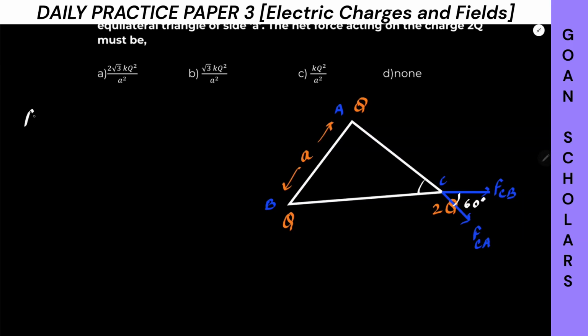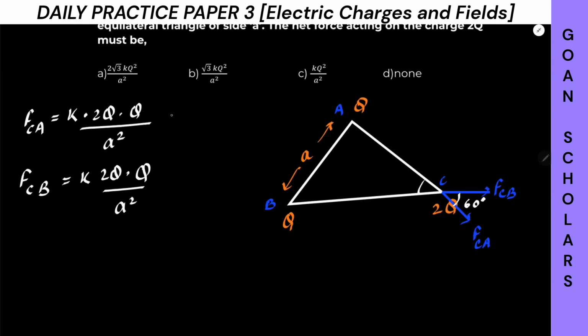So what is our force on C due to A? That will be K times the charge on C, which is 2Q, times the charge on A, which is Q, upon the separation between them, A square. Why? Because it's an equilateral triangle, each side is A. Similarly, the force on C due to B will be K times 2Q times Q upon A square. So this is 2KQ square by A square, and this is also 2KQ square by A square. Both the forces are equal in magnitude, but not in the same direction. They are inclined at an angle of 60 degrees. Be very careful. You have to use the resultant formula.